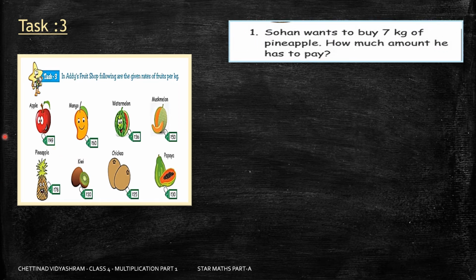Sohan wants to buy 7 kg of pineapple. How much amount does he have to pay? So the price which is given here is for 1 kg, and the question is he wants to buy 7 kg of pineapple. So we have to find the price for 7 kg of pineapple. Okay, here is the statement. Cost of 1 kg of pineapple. Now look at the picture and find out the cost of 1 kg of pineapple, which is rupees 78.